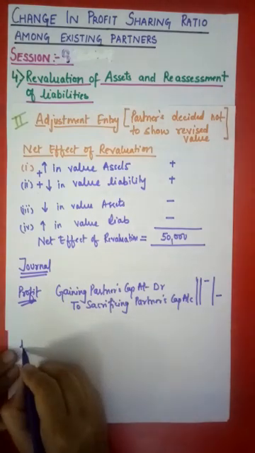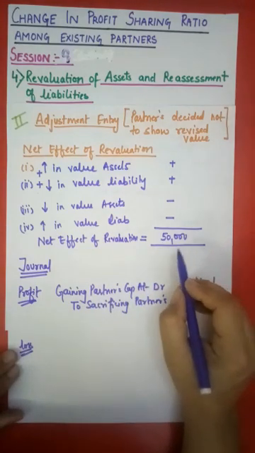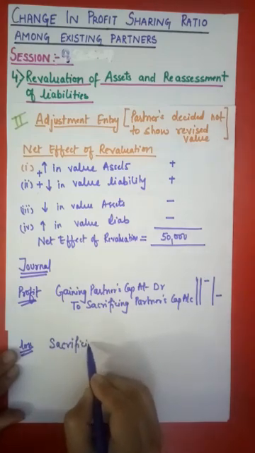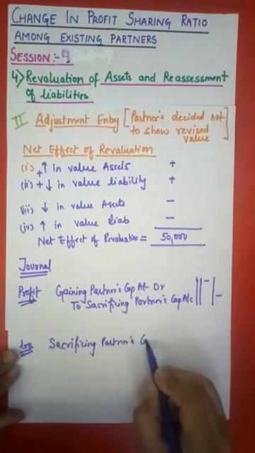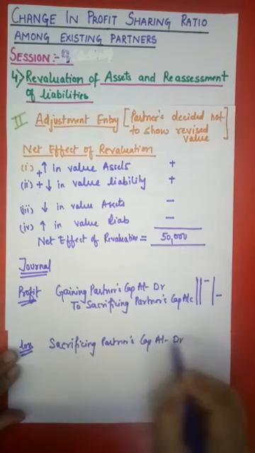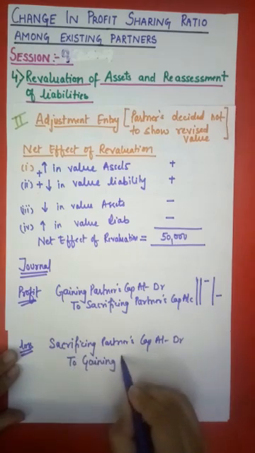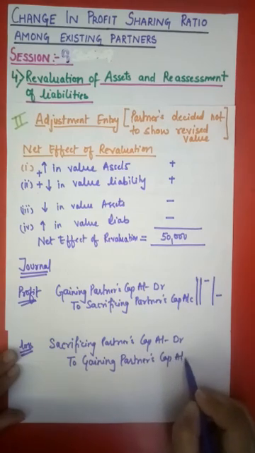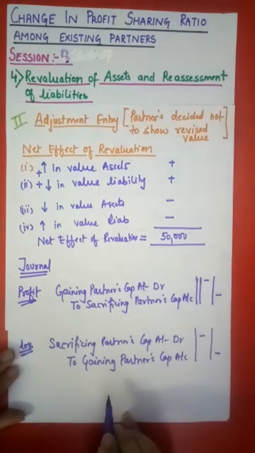And if this net effect of revaluation is coming in negative, it means that it is a loss, then this entry will be reversed. Then in that case, the journal entry will be: sacrificing partners' capital account debit to gaining partners' capital account, if it is a loss.